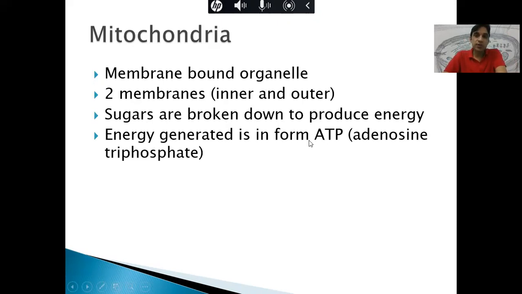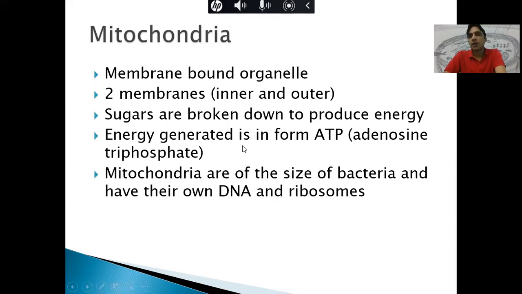It's a very universal molecule. It is present in bacteria, in humans, and in almost every other form of life. The mitochondria is famous for one particular job: to produce energy, that means to produce ATP. Mitochondria are of different sizes, and they have their own DNA and ribosomes.